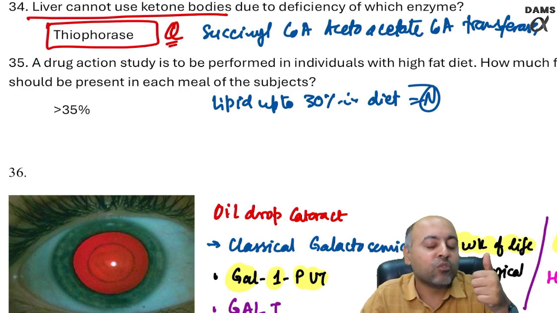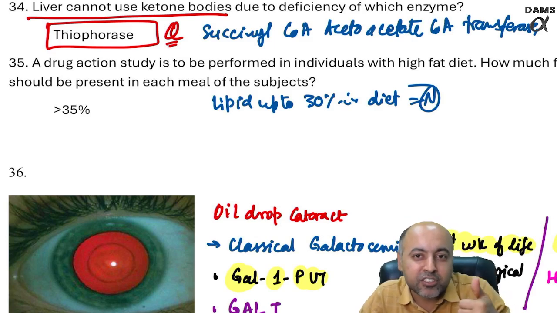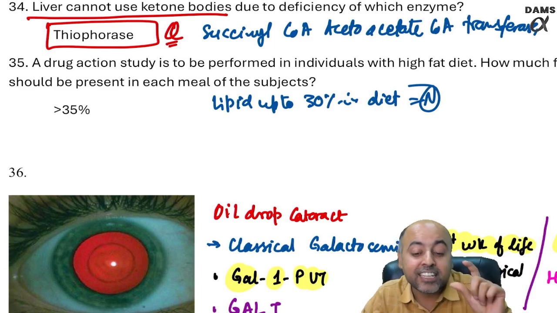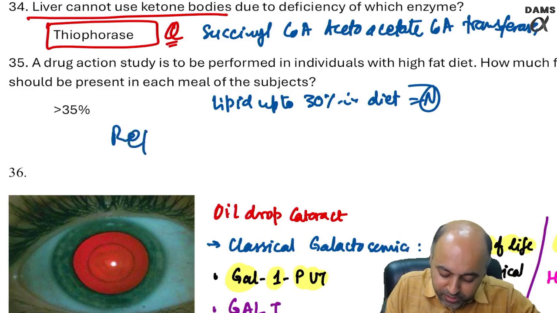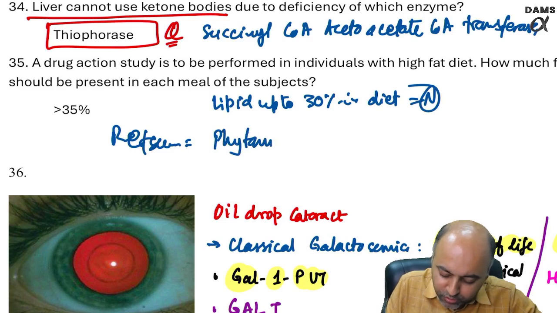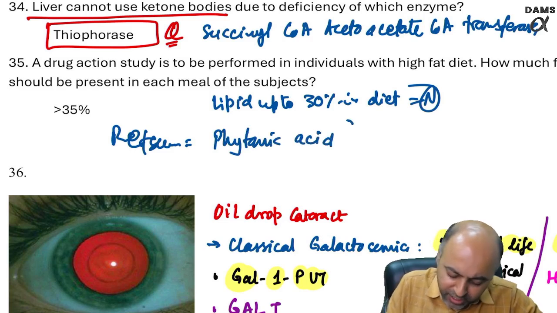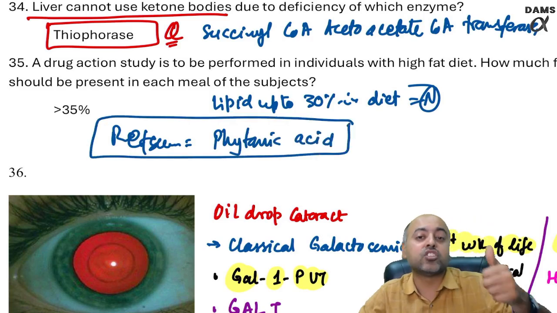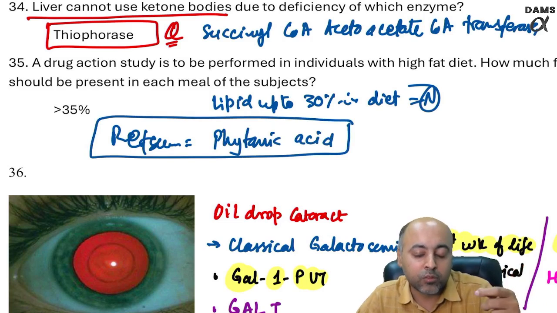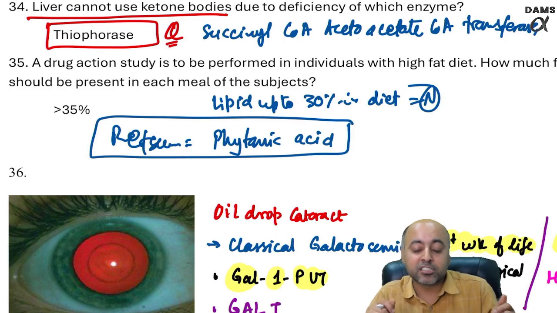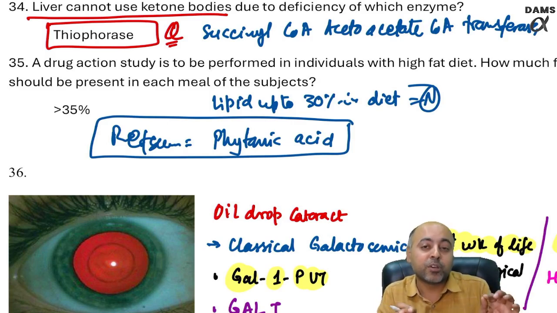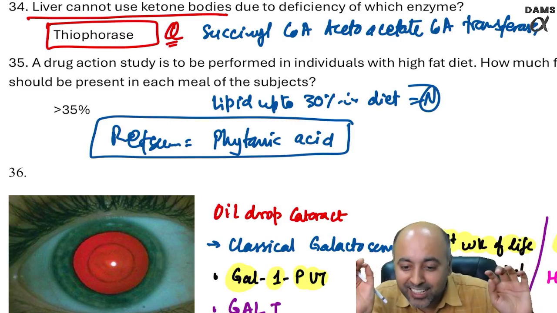In Refsum's, you will only have peripheral neuropathy. Only one enzyme is defective, which is causing the breakdown of the branched fatty acid, the phytanic acid accumulation. So in Refsum's, the question will mention phytanic acid. When you see phytanic acid, then we are dealing with Refsum's. There is deficiency of one enzyme, the dioxygenase, phytanoyl coenzyme A dioxygenase. That is the only thing which is deficient. So there is peripheral neuropathy due to the accumulation of the phytanic acid.